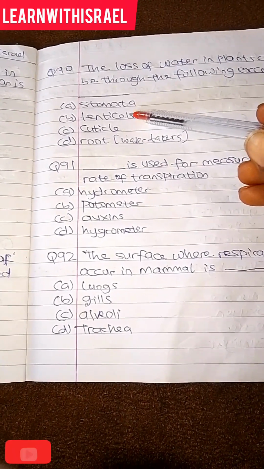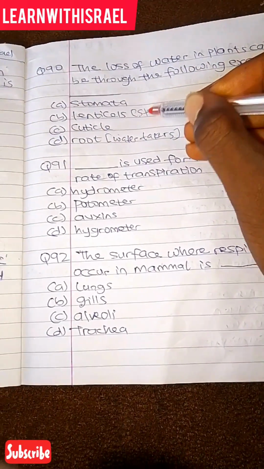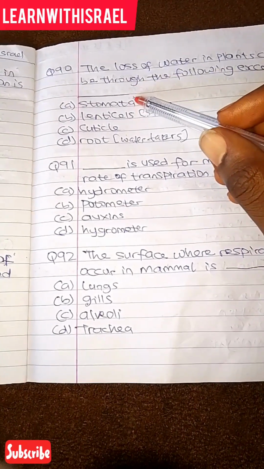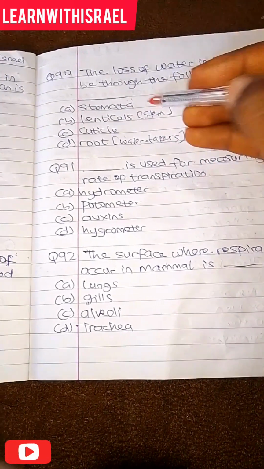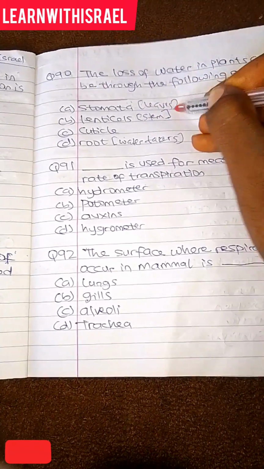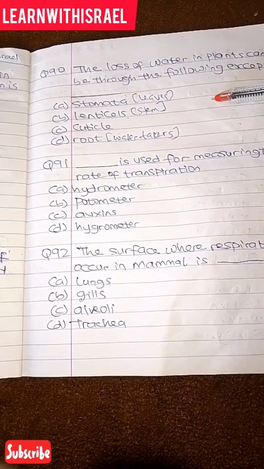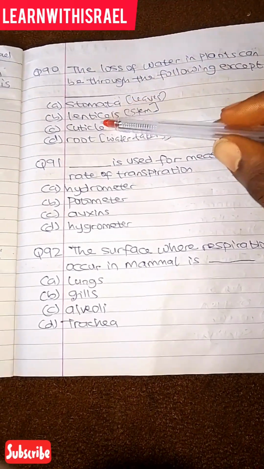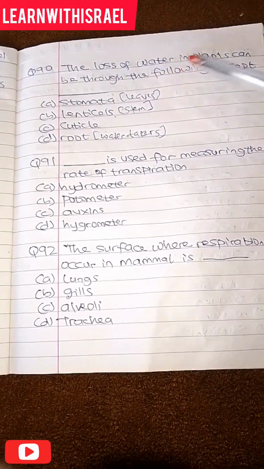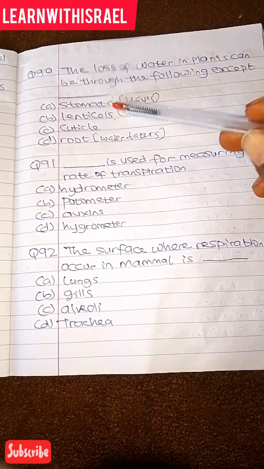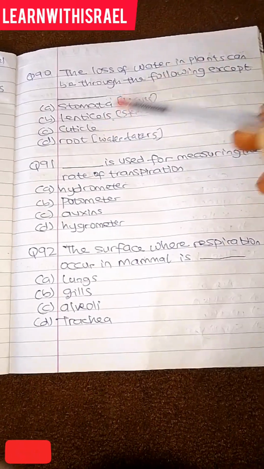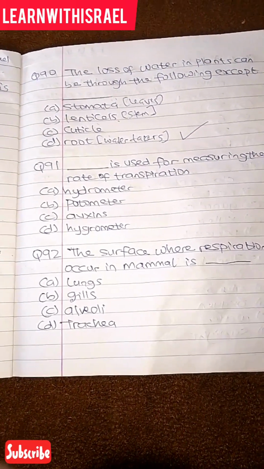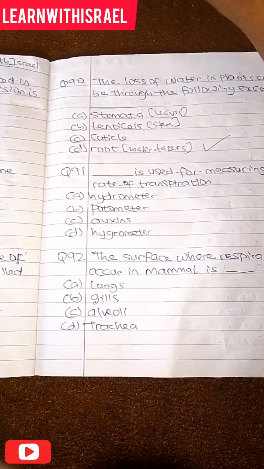Lenticels are small pores located on the stem, while stomata are located on the side of the leaves. They also serve as gaseous exchange. Stomata and lenticel serve as gaseous exchange, but they are located in different places. Stomata is located in the leaves, while lenticel is located in the stem. So the loss of water in plants can be through stomata, lenticel and cuticle, except root. So root is the correct answer. So let's continue.